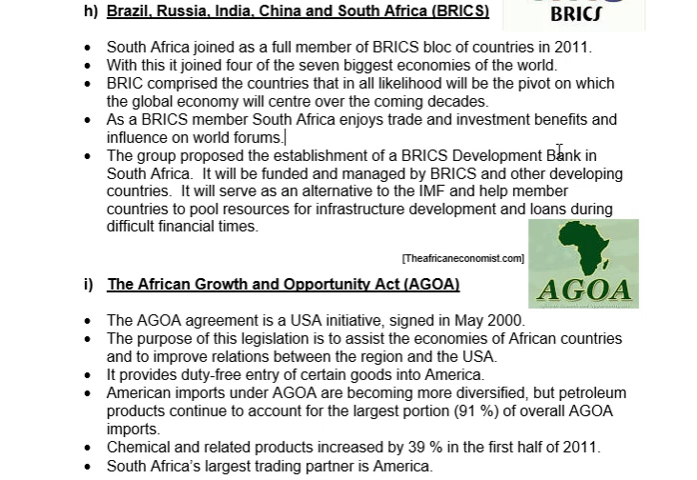All right. The group also proposed the establishment of a BRICS development bank, okay, but the bank is not in South Africa. All right, the bank is in, I think, Shanghai. So it will be funded and managed by BRICS and other developing countries, and it serves as an alternative to the IMF for member countries to pool their resources and to obtain loans.